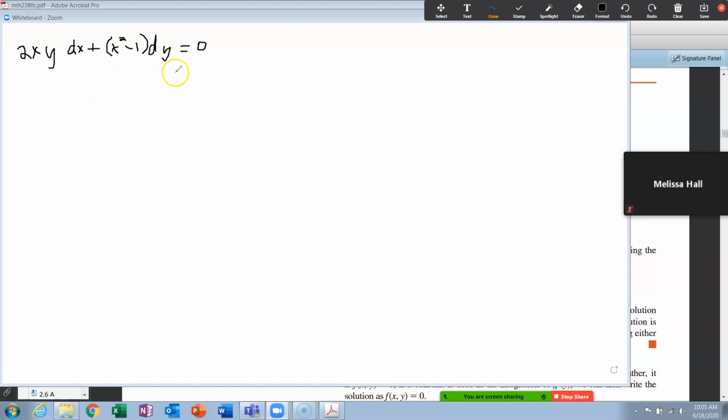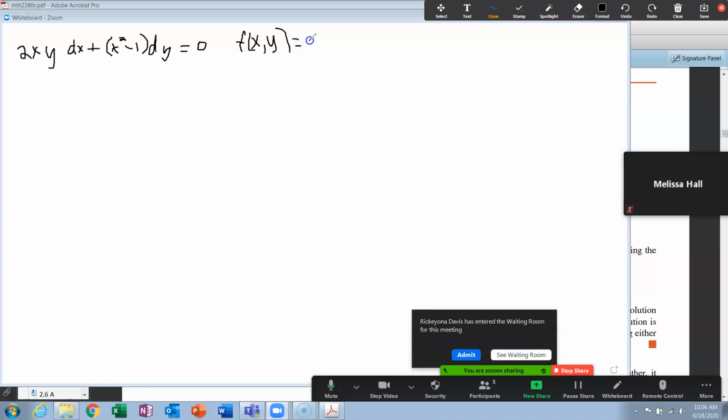Okay. So what's our assumption? Our assumption is that we hope there's going to be some function of x and y that is a constant. Remember, that function has to be a constant.